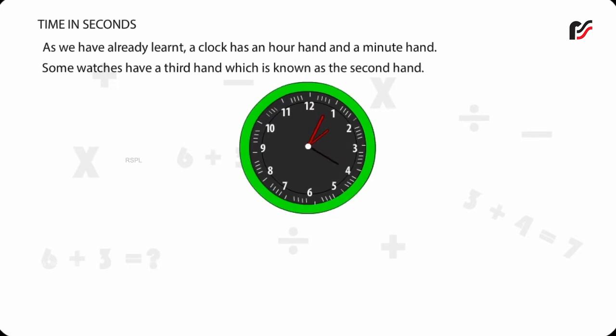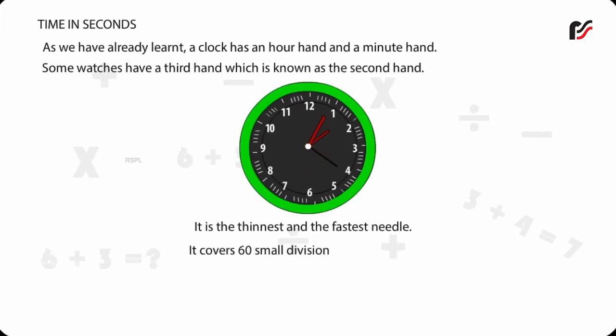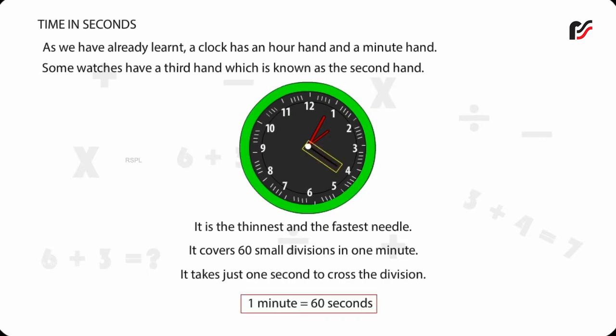Time in seconds. As we have already learned, a clock has an hour hand and a minute hand. Some watches have a third hand, which is known as the second hand. It is the thinnest and the fastest needle. It covers 60 small divisions in 1 minute. It takes just 1 second to cross a division. 1 minute is equal to 60 seconds.